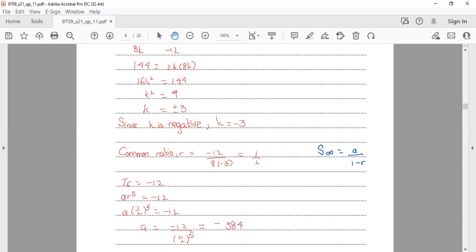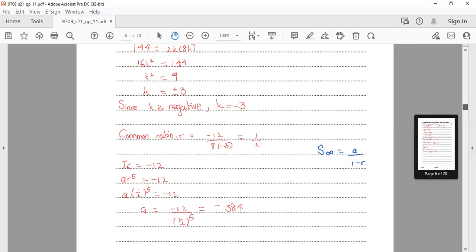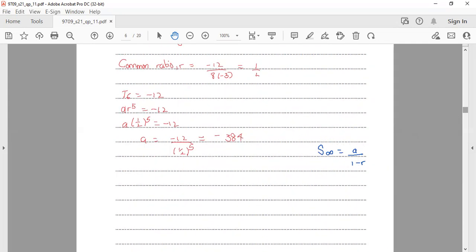Now that we have the value of r and the value of a, we can find the sum to infinity. So the sum to infinity, which is equal to a over 1 minus r, is moins 384 divisé par 1 minus r. Donc, à la fin, you should get moins 768 for the sum to infinity. Okay? So this is how you should tackle this question.